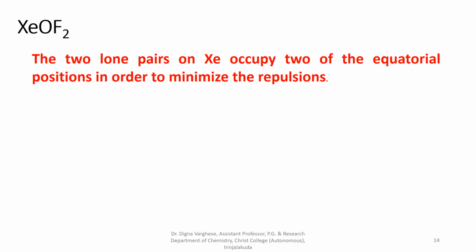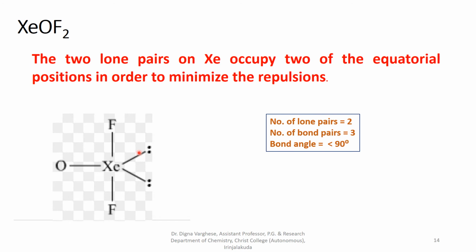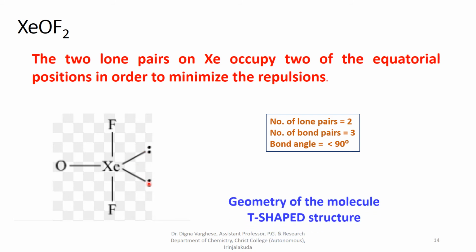The two lone pairs on xenon occupy two of the equatorial positions in order to minimize the repulsions. The number of lone pairs is 2 and number of bond pairs is 3 and the bond angle is less than 90 degree. This is because of the greater magnitude of repulsions caused by the lone pairs. The geometry of the molecule is T-shaped structure.